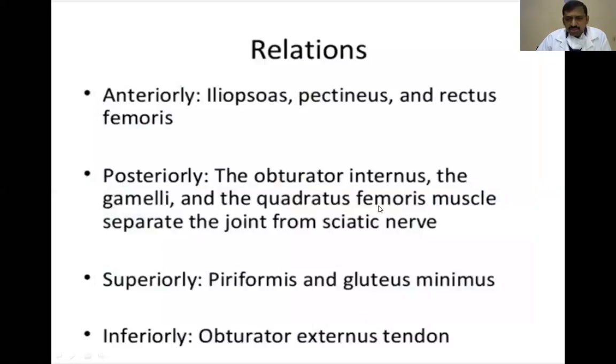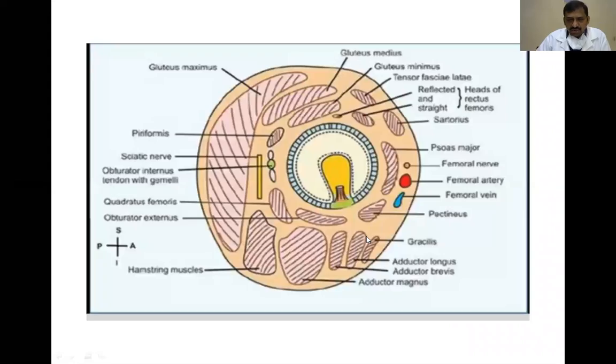Posteriorly, the obturator internus, the gemelli, and quadratus femoris muscles separate the joint from the sciatic nerve. These are the posterior relations. This is the obturator internus with the gemelli. This is the piriformis. This is the quadratus femoris.